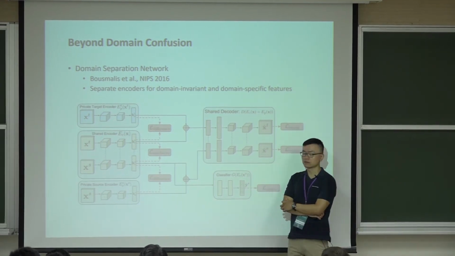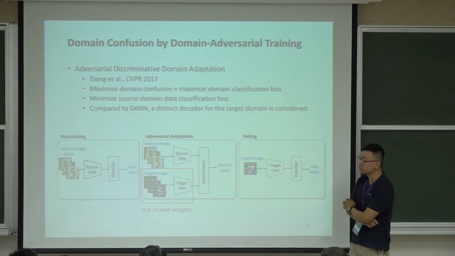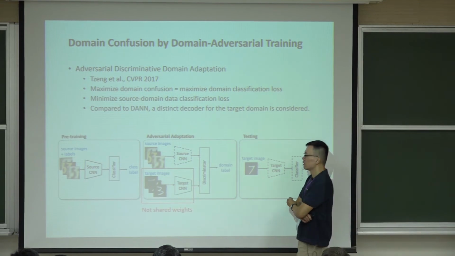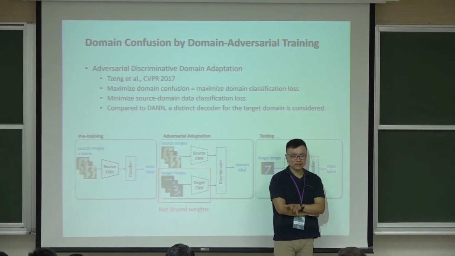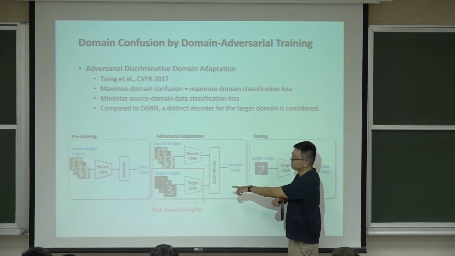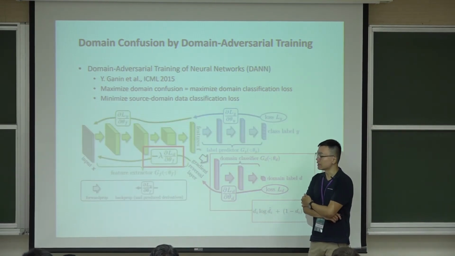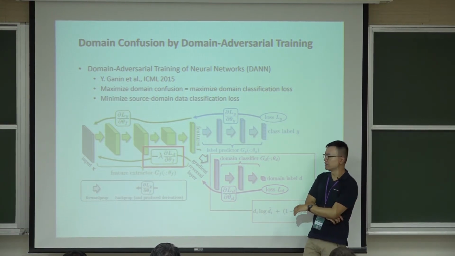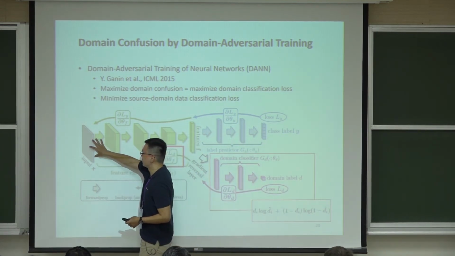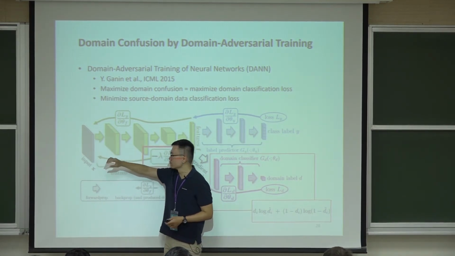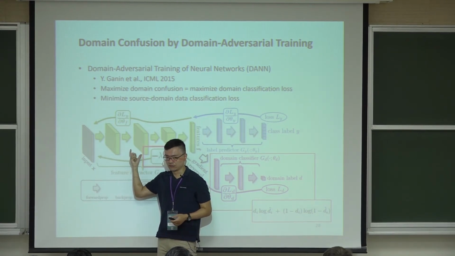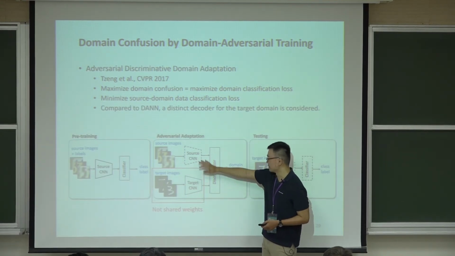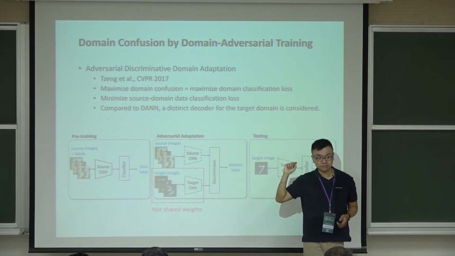So, domain separation net, one year later, or one year earlier. This group of people think, what if we are dealing with more complicated, more complex data? Because in the CVPR 17 or the ICML 15 paper, these two models only deal with similar data, right? They only allow data of the same dimension, similar types, to go into the feature extractor. For this one, the green one, or this CVPR 17, they are dealing with digits only.